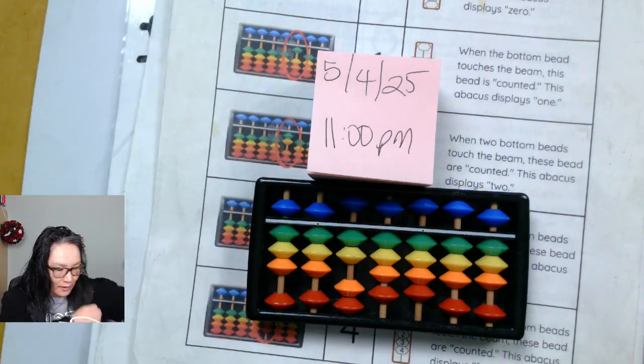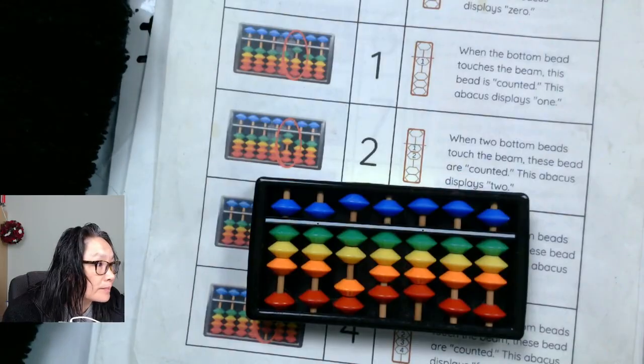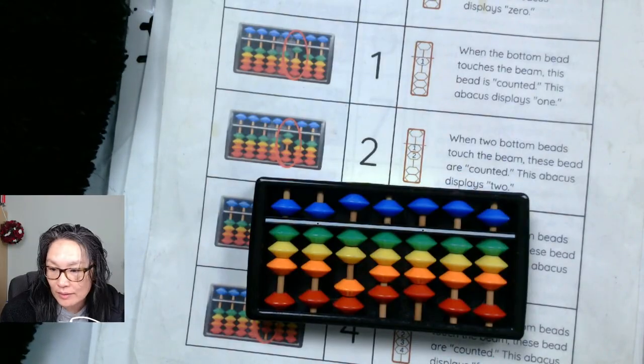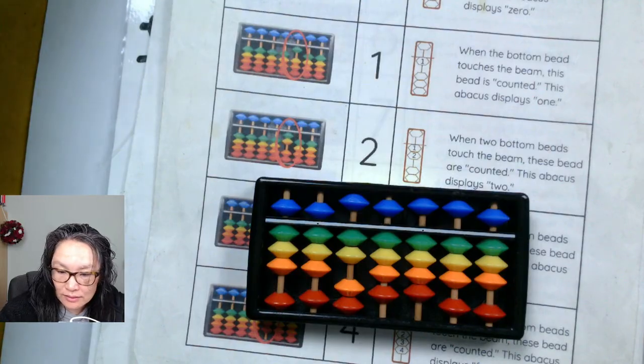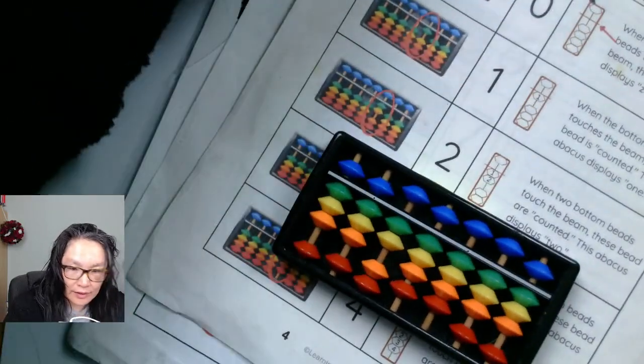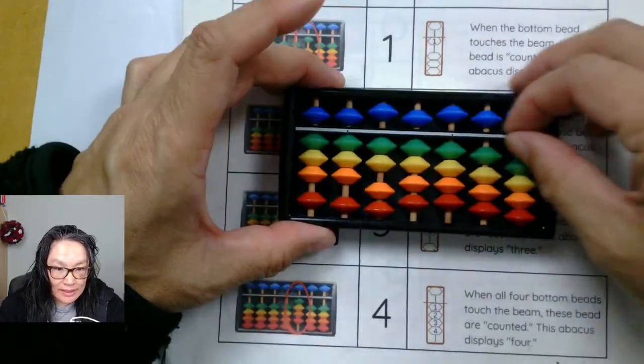Okay, what are we doing? We are talking about the abacus. Okay, so we got that, we got this, and we got that. So what are we doing? We're talking about the abacus. This is what an abacus is.